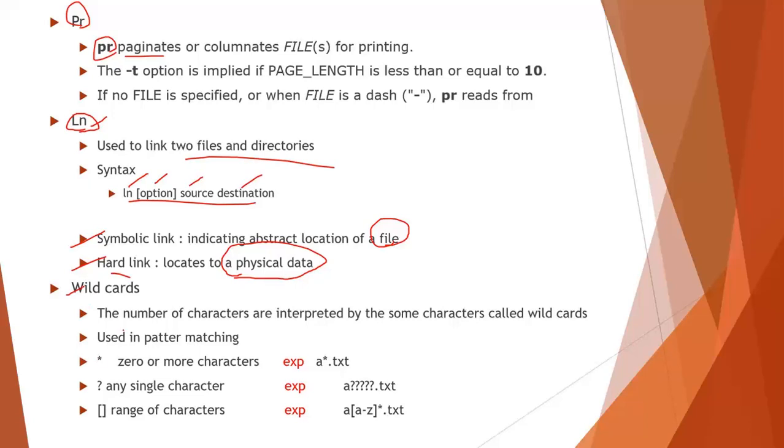What are wildcards? For any given representation of any file name, pattern, text or characters, we use some special characters to represent them, that is, a number of characters are interpreted by some special characters. Those special characters are called, say, we'll consider it as hash string.